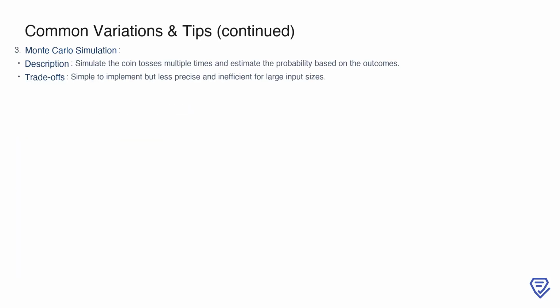Another alternative to consider is using Monte Carlo simulations. This approach involves simulating the coin tosses multiple times and estimating the probability based on the observed outcomes. While this method is conceptually straightforward and relatively easy to implement, it comes with significant trade-offs. Monte Carlo simulations are less precise than dynamic programming and become increasingly inefficient as the input size grows. This makes them less suitable for scenarios where accuracy and performance are critical.